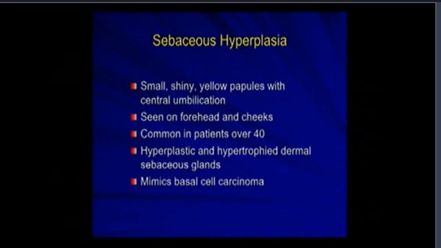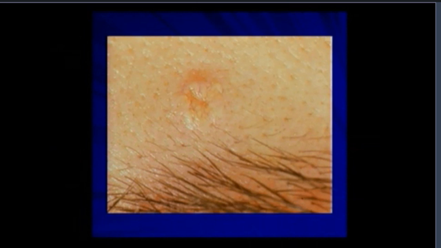Sebaceous hyperplasia is small, shiny, yellowish papules with central umbilication. Seen in the forehead because the area is very rich in oil secreting glands, and typically happens in middle-age patients, with hyperplastic and hypertrophied sebaceous glands in this area. Again, it may mimic basal cell carcinoma, so we need to evaluate it. If you are suspicious, you can do a biopsy. And this is what you can see: a central umbilication with the hyperplastic oil secreting glands.